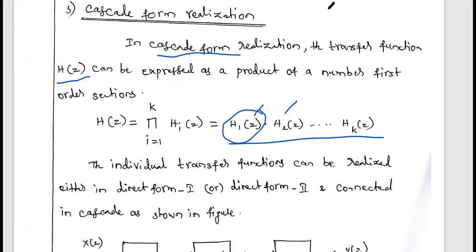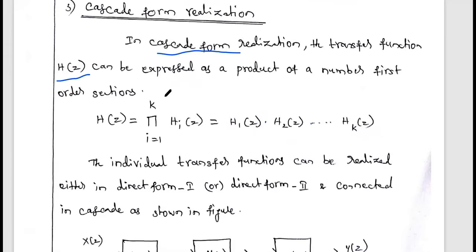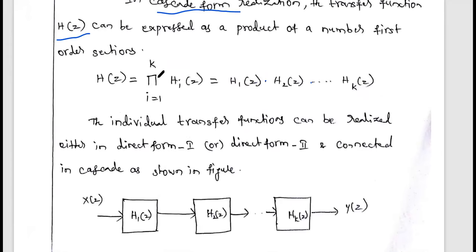So you see, in cascade form realization, the transfer function H(z) can be expressed as a product of a number of first order sections. So H(z) equals the product of i equal to 1 to k of H_i(z). That means put i equal to 1, H1, i equal to 2, H2, etc., up to Hk. So H(z) can be split as H1 into H2 into etc. up to Hk.